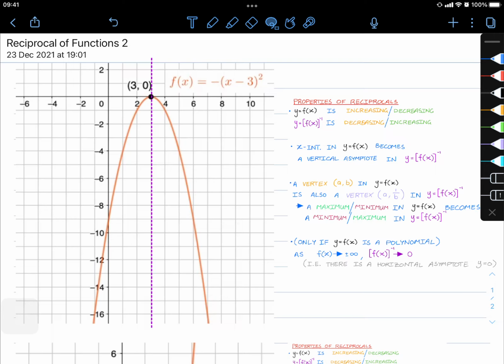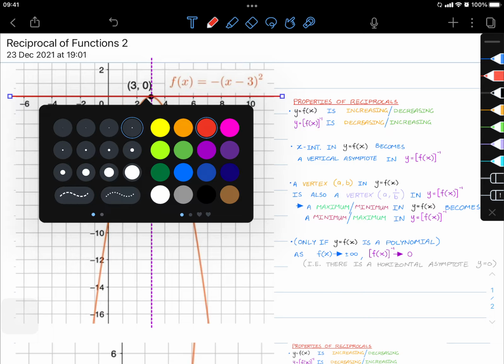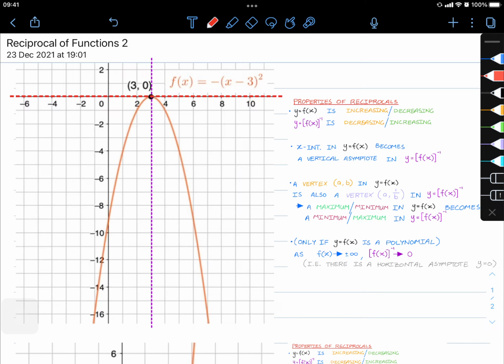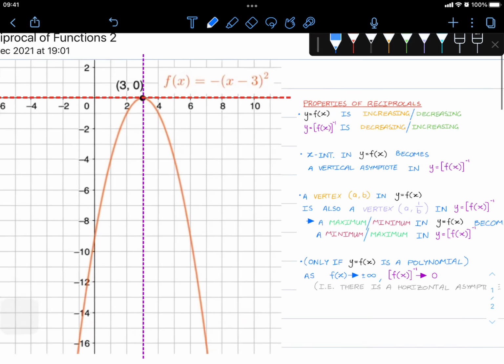There we go. This is a regular polynomial. It's just a quadratic or parabola. So there is a horizontal asymptote at y is equal to 0. Let's do that in red. Let's make it a little bit thicker and dotted. There we go. Now from here, let's start sketching what this should look like as we approach these points.